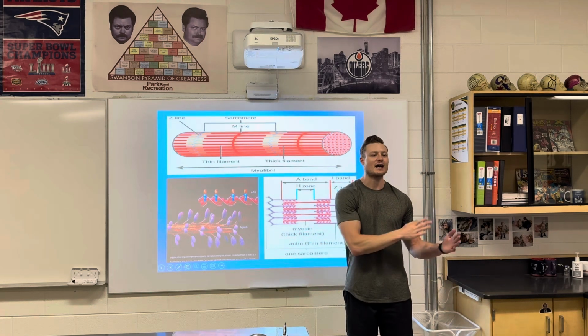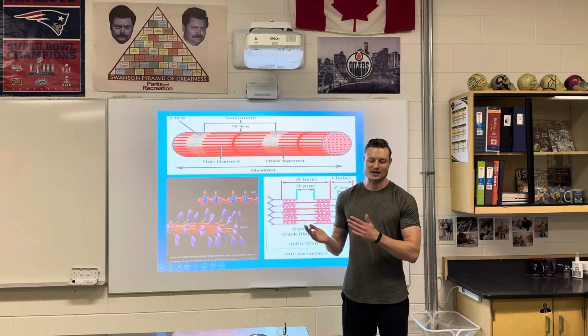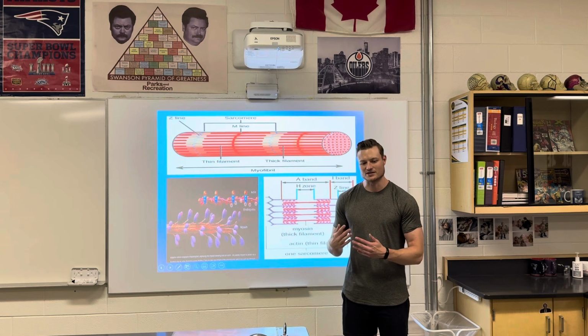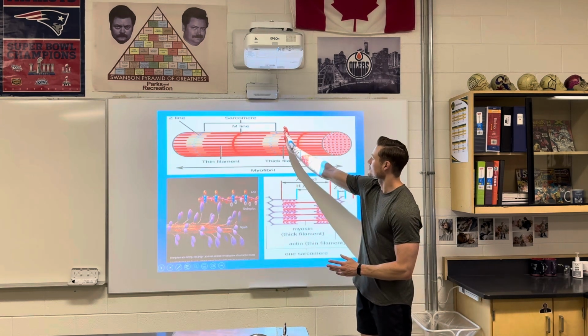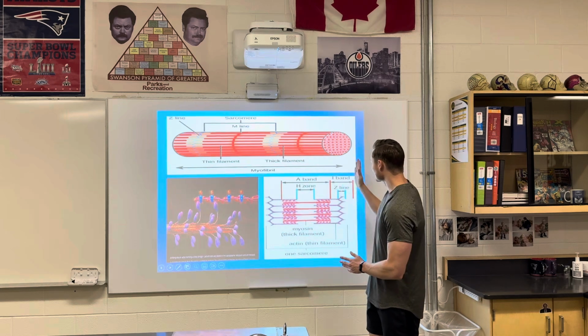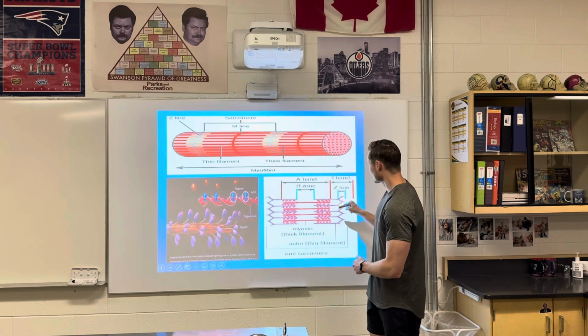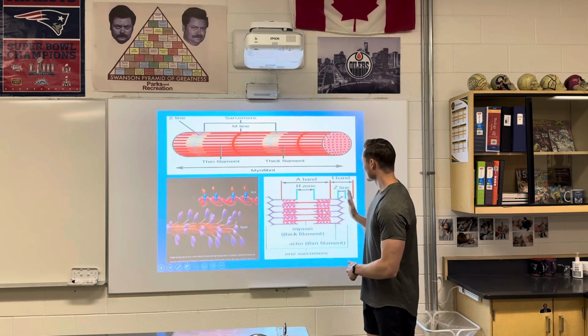Now, it's not as simple as just actin and myosin coming together. There's a few moving pieces here. So first off, if we look at one sarcomere, a sarcomere will be divided by these things called Z lines because they look like the letter Z. One sarcomere goes Z line to Z line, okay?